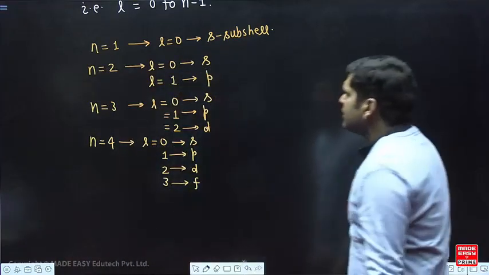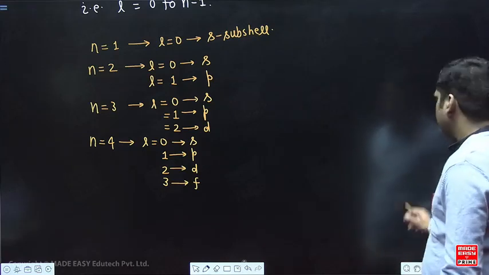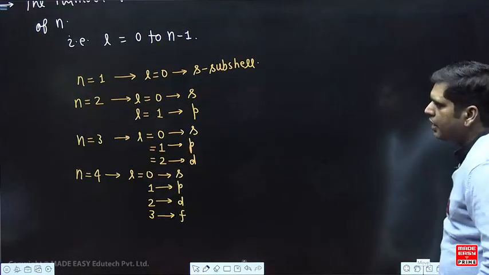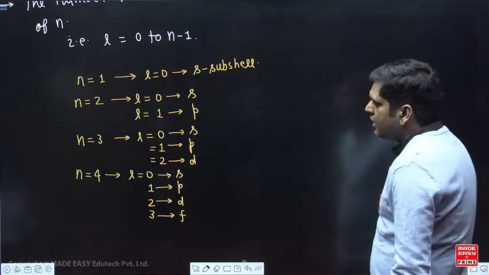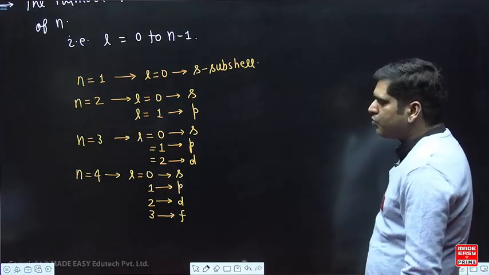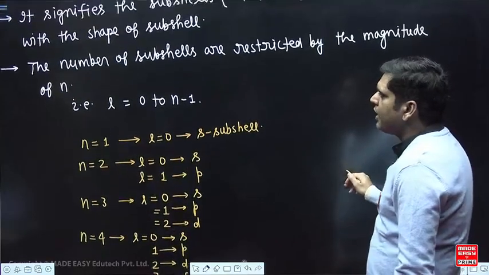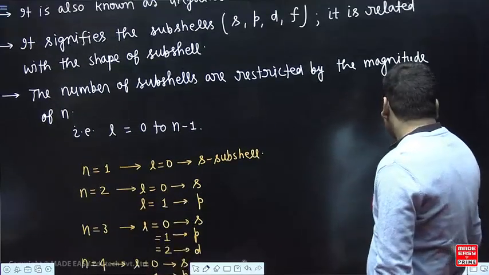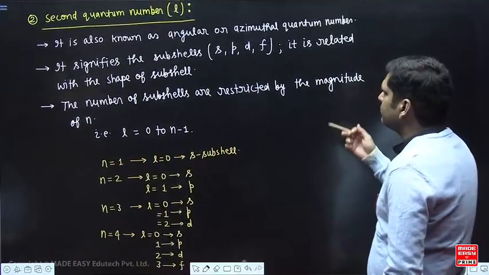So this way you will keep on proceeding. n is equal to 1 represents that we have only one subcell, that is S subcell. n is equal to 2 represents we have 0 and 1, basically 2 subcells. 3 represents we have 3 subcells. 4 represents we have 4 subcells, likewise. So the value of L, the value of the second quantum number, depends upon the first quantum number, that is n. Please note it down.